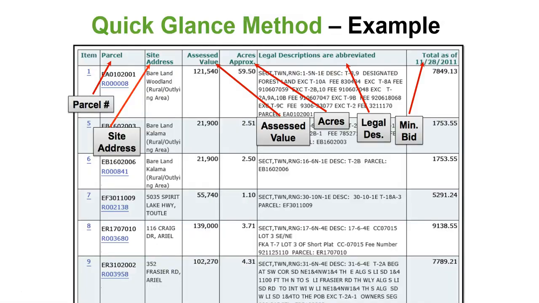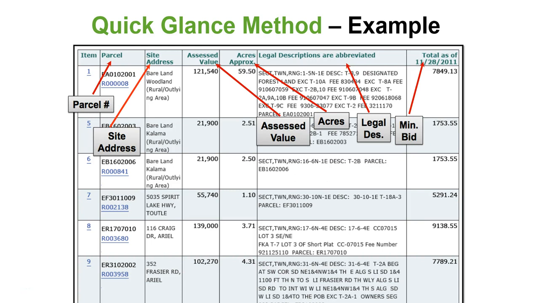And here's an example of a list that provides a lot of information that we could use here. We've got the parcel number here initially, which we can always use to perform research. But beyond that, we've got the site address. We have an assessed value of the property. We also have a size of the property, approximate acreage, as well as a legal description, and then the amount that's owed, or the minimum bid. So each one of these categories could really tell us a lot about the property and can be really handy.